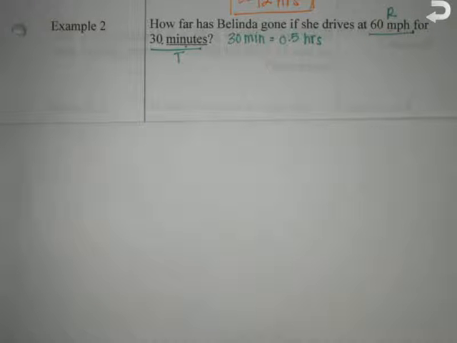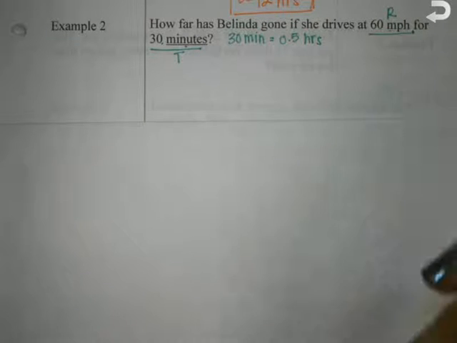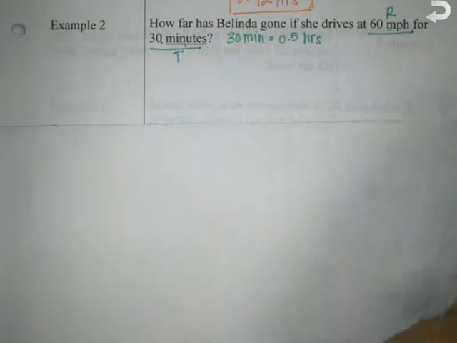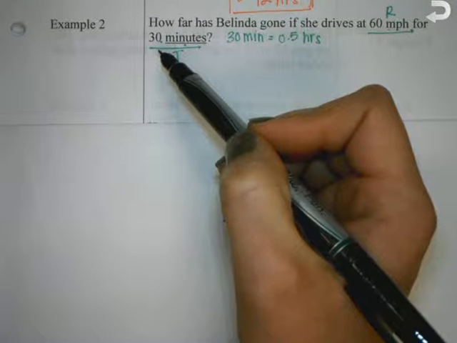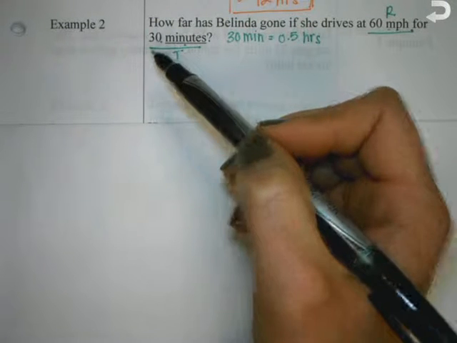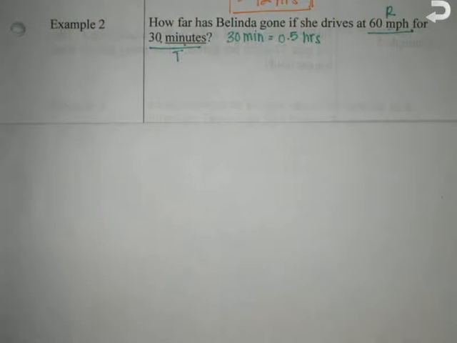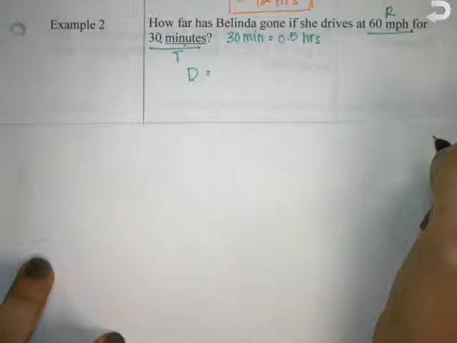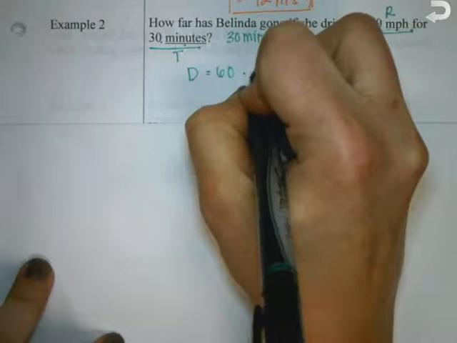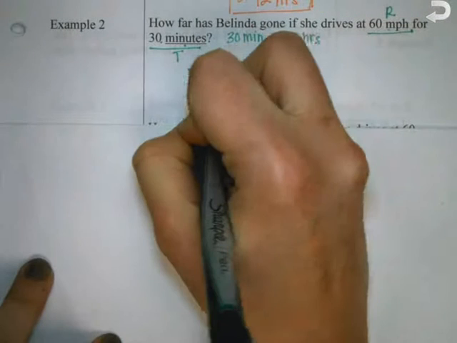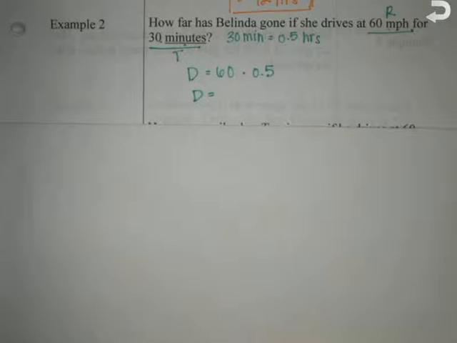Our rate is miles per hour, but our time is in minutes. We need our time to be in hours also. 30 minutes is how many hours? Half an hour. 0.5. Okay, so will we be solving for distance, rate, or time here? Distance. So we're going to get D equals 60 times 0.5. So what does that give me? 30 what?